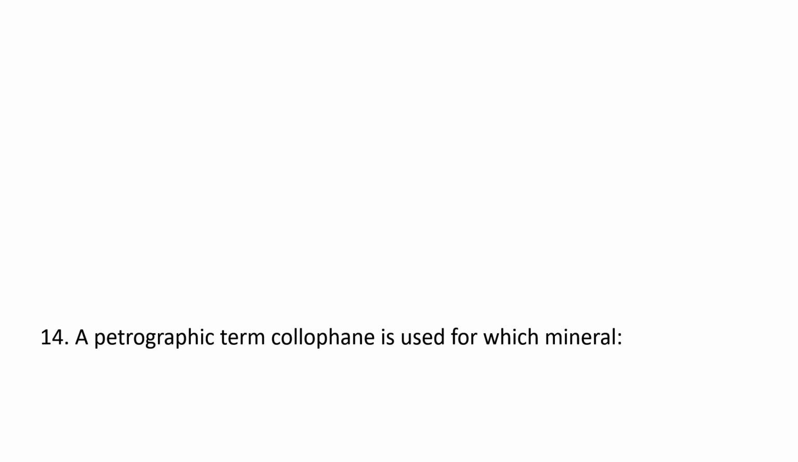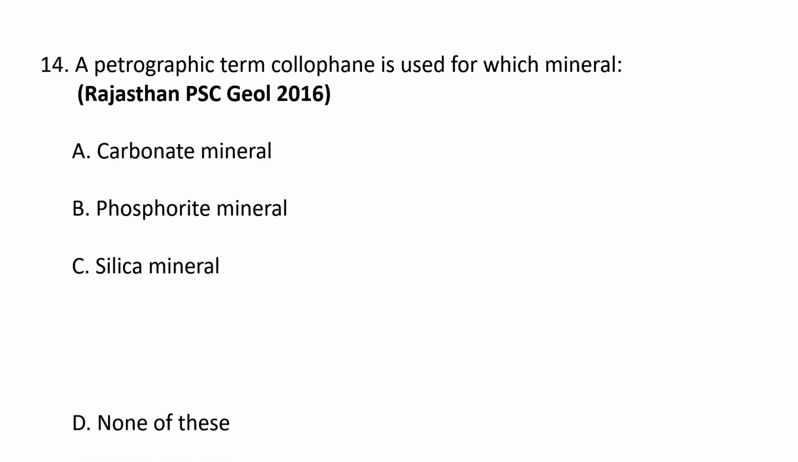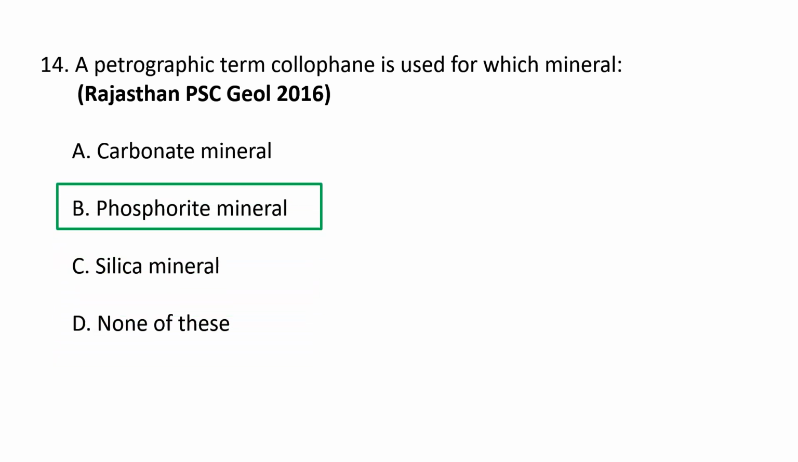Next question. A petrographic term opal is used for which mineral? A. Carbonate mineral, B. Phosphate mineral, C. Silica mineral, and D. None of these. So the petrographic term is used for phosphate mineral. So this is a non-crystalline fine-grained variety of apatite. It's also known as a massive apatite, and it's often carbonate-rich fluorapatite or hydroxylapatite. And so this is a major component of phosphate rock and fossil bone. So it contains calcium, phosphorus, fluoride, and it's amorphous in crystal system.